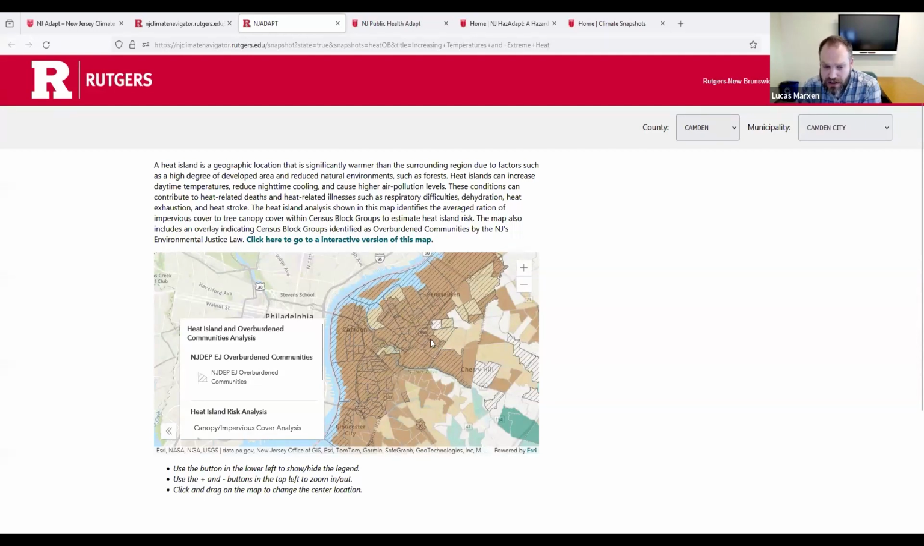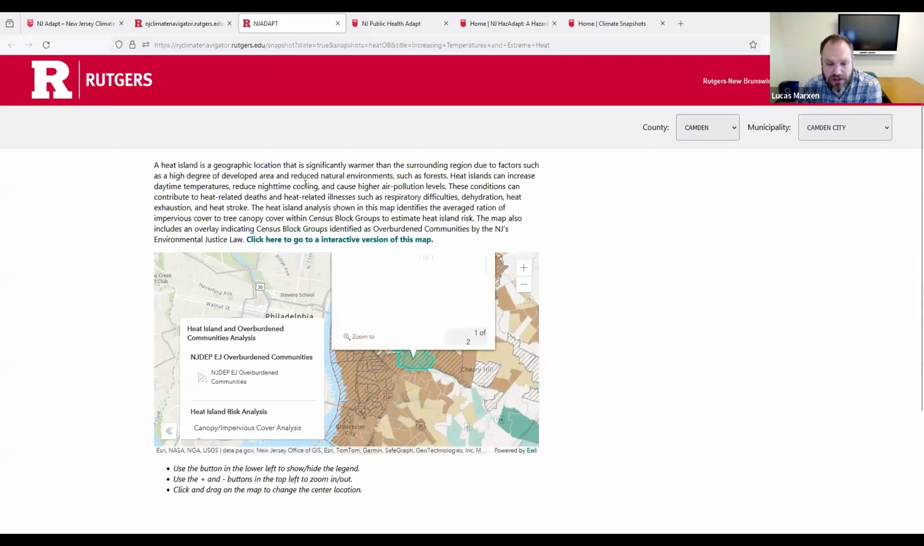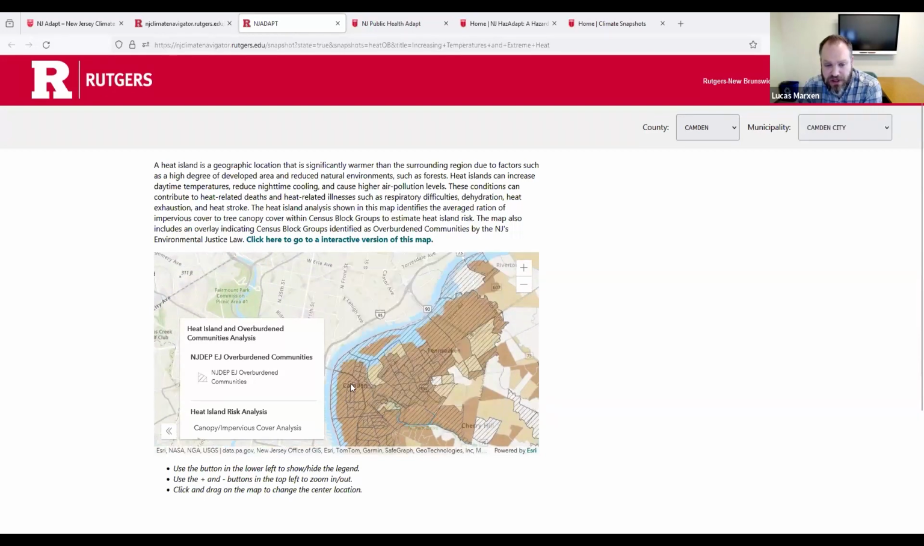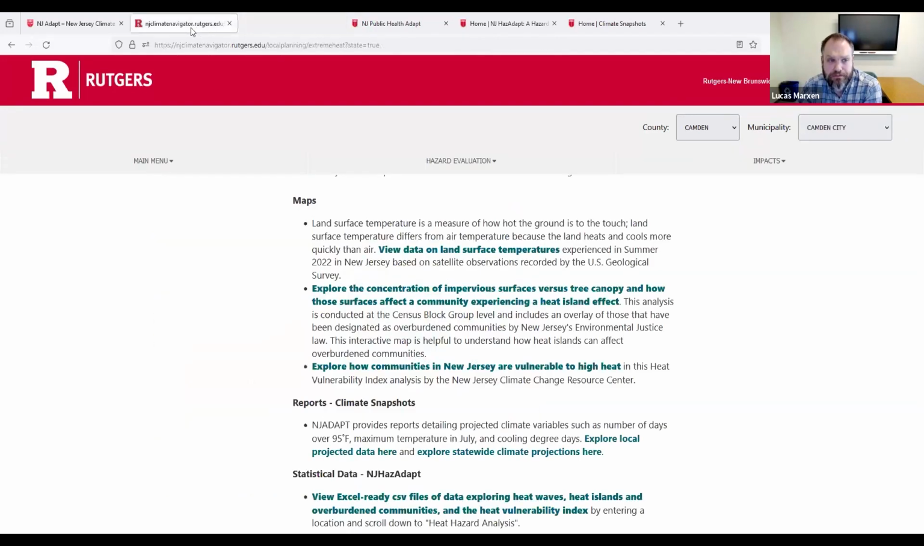So you can see both the areas at risk of potential heat island effects as well as those that may have populations that would be particularly vulnerable to those effects. And again, we have links to interactive versions of these maps so you can explore the data further and get more information about the specific locations you might be interested in. You can actually click on the map as well. It is interactive, so you can get some of that data from there.